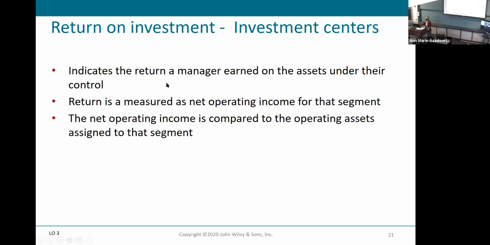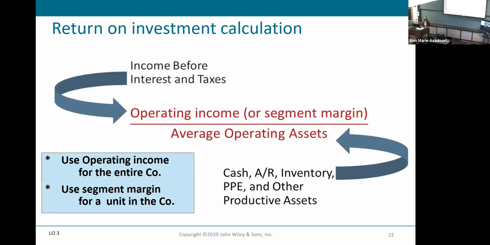So we're going to look at the return a manager earns on the assets, again, under their control, right? You can only evaluate a manager that has control of the assets that they are picking. So when I say return on, that is generally referring to your net operating income. I know you did some financial statement analysis last semester, return on equity, return on assets, right? Return on generally means that net income, that operating income. And the net operating income for return on investment is going to be compared to your operating assets in order to see how they are performing or bringing in net income.